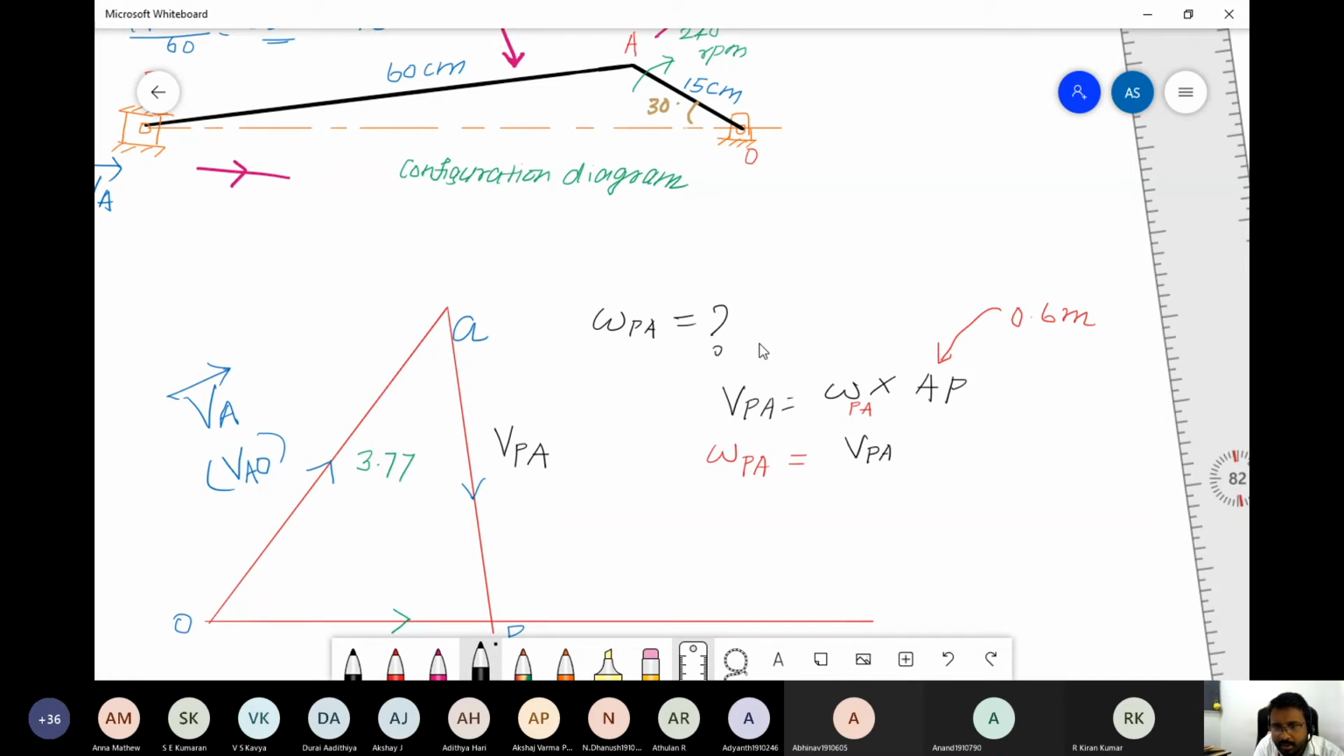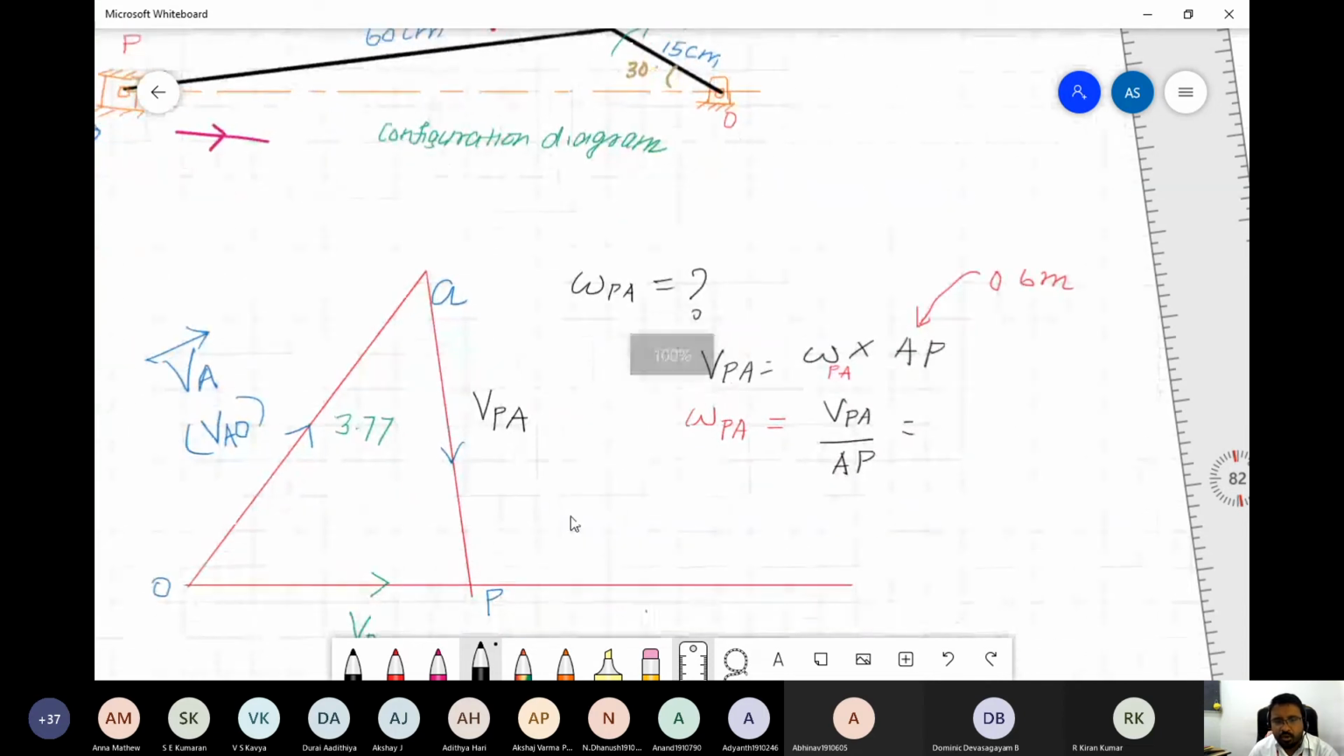VPA by AP. What is VPA? We have already drawn it. Just measure this, this will be VPA. After drawing, anyone have finished the diagram? You will be knowing the values. Sir, if you measure this AP distance, that will give you the velocity of P with respect to A. Velocity of P with respect to A we can get just by measuring the AP distance, from here to here.